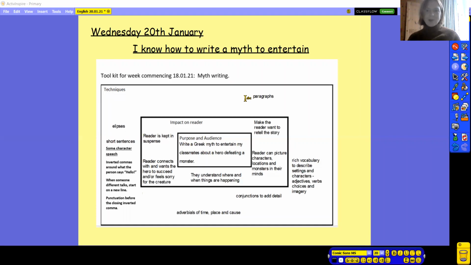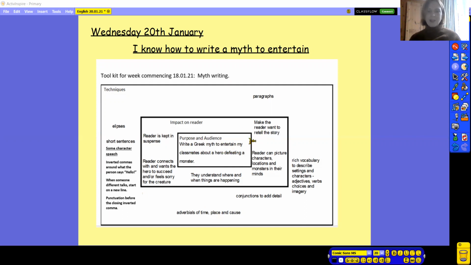So you've got the same toolkit, which we need to look at before we start to remind us of all the different things that need to go on a myth. And as I said, this is the same toolkit as you used last week, except I've adapted it slightly. So the first thing we're doing is looking at the purpose and audience, which is to write a Greek myth to entertain my classmates or my family about a hero defeating a monster.